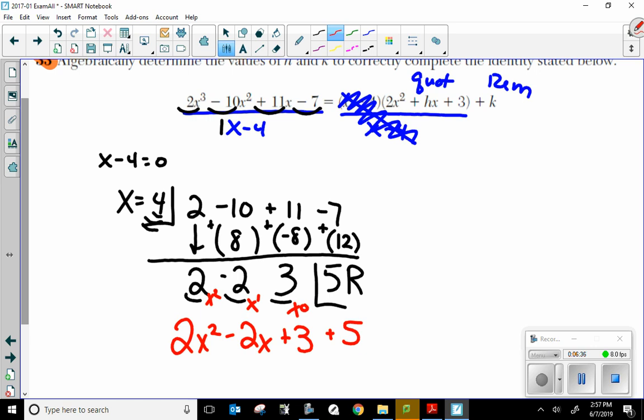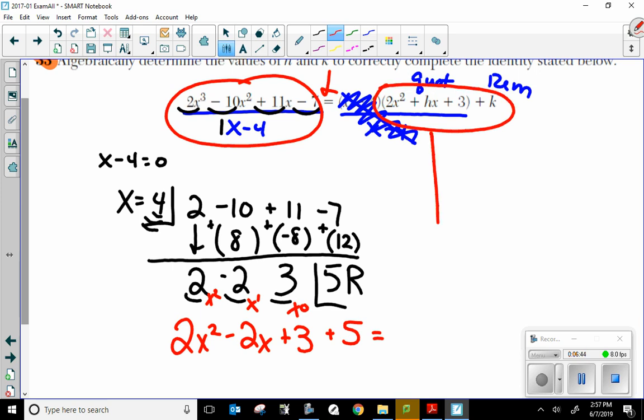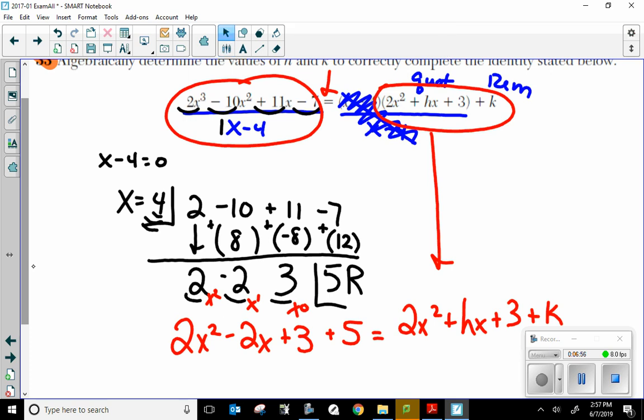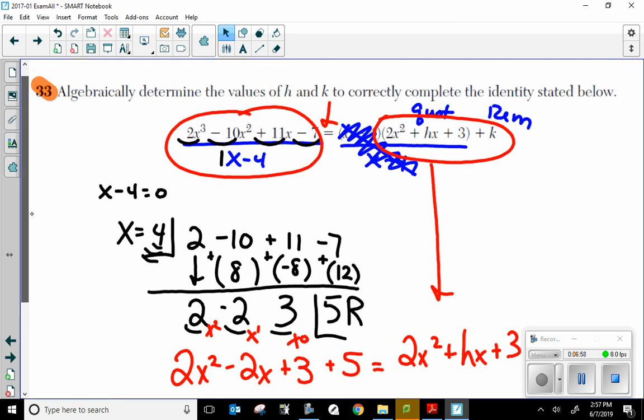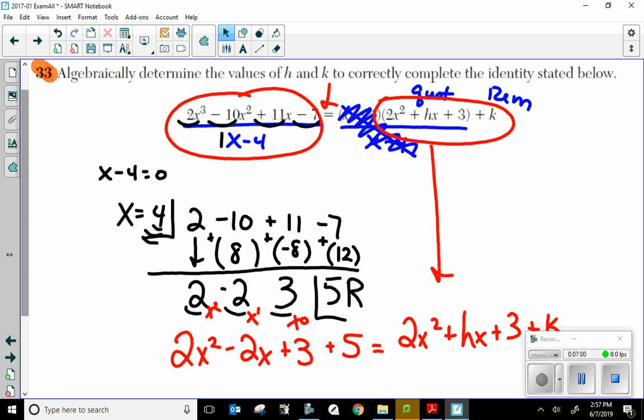This is the division we just did. It should equal this right here. So what I'm going to do is just rewrite that: 2x squared plus hx plus 3 plus k. Did I even read this problem? I just looked at it and realized it was division. Obviously, algebraically determine the values of h and k to correctly complete this identity.